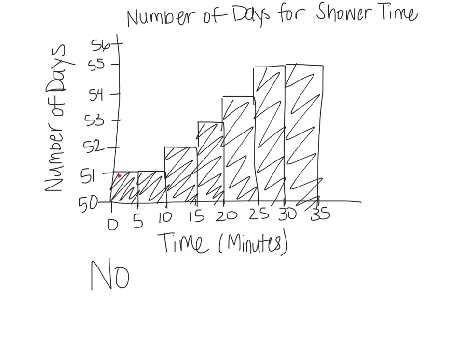Well, I can look over here at these numbers. Here, between 0 and 5, I spent 51 days taking showers for that long. Then over here, between 20 and 25, I spent 55 days taking showers that long. So is 55 triple of 51? No. So I know that even though it looks a lot bigger, it's really not triple. If I look at the numbers, I can see, no, 55 is not triple of 51.